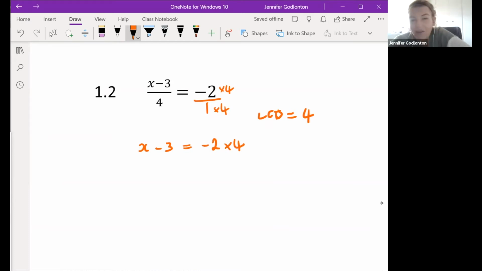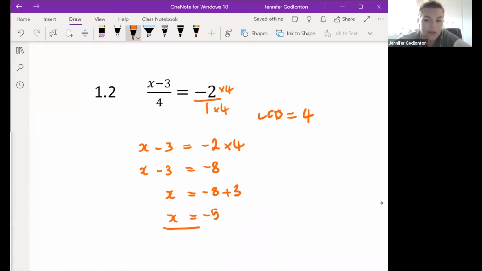I would have a common denominator, but because it's a fraction equation, I don't have to write it, so I can drop it. So I'm going to have x minus 3 is equal to negative 8. Move that negative 3 over. X is equal to negative 8 plus 3, which means x is equal to negative 5.